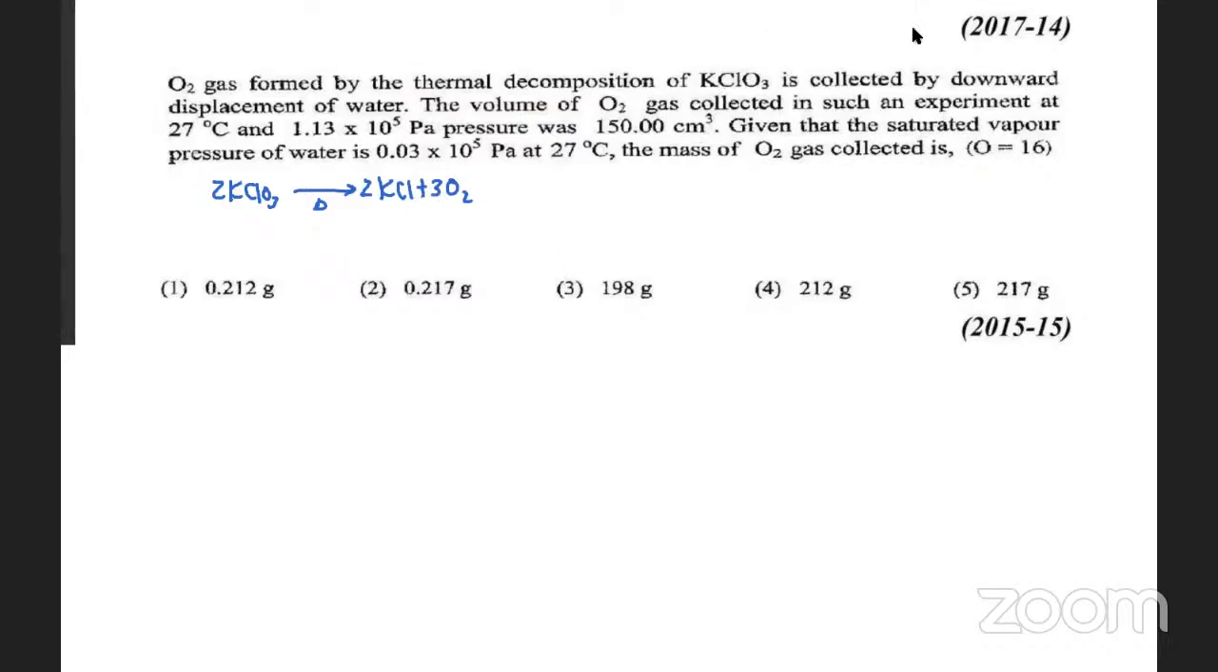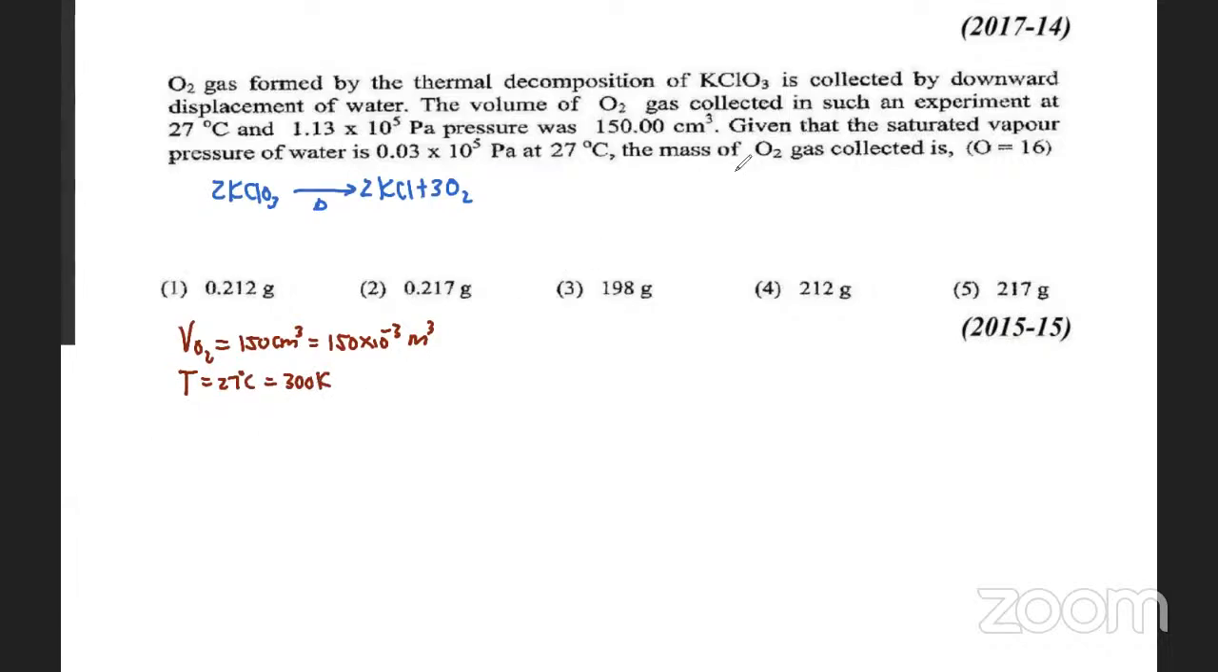So they have given the volume of oxygen collected. Some information they have provided to us. Volume of oxygen collected is given, that is 150 centimeter cube, but that must be taken as 150 into 10 to the power minus 3 meter cube. Temperature 27 degrees Celsius. Once again, we can't directly use it, we have to convert it to 300 Kelvin. Pressure, you have to be a little careful.